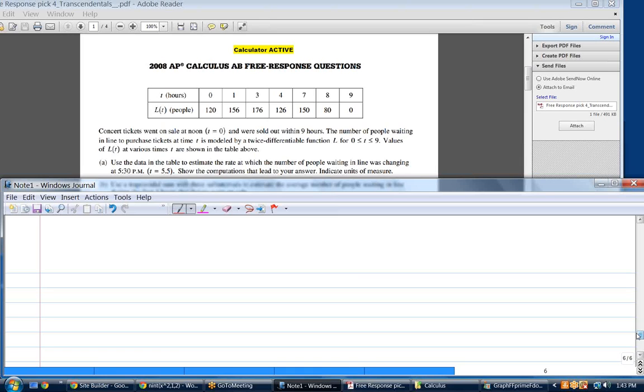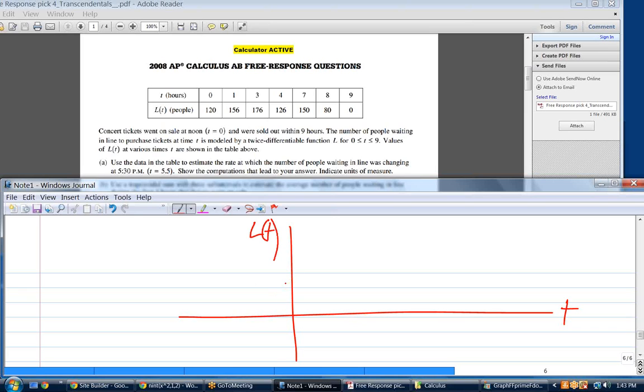The number of people waiting in line was changing by what? At 5.5. Clearly halfway between this. Question is, can we use halfway between the function? Let's draw this function. T is going to be that. Now remember, this is the original function. This is not the rate of change.